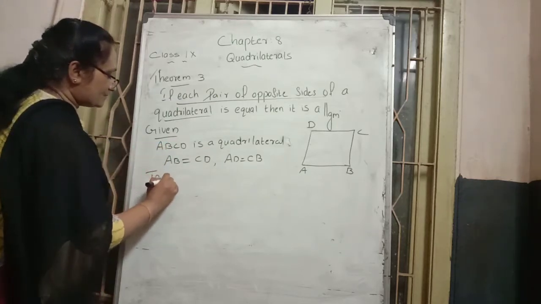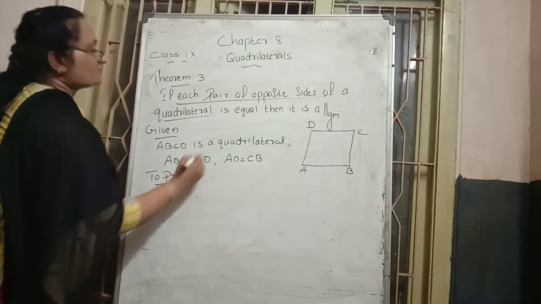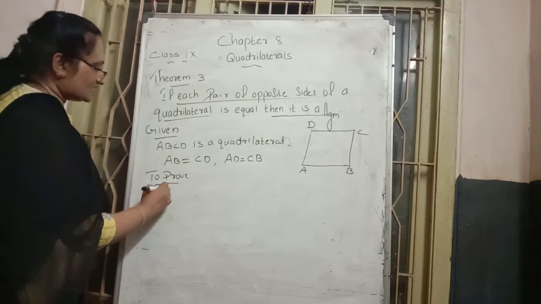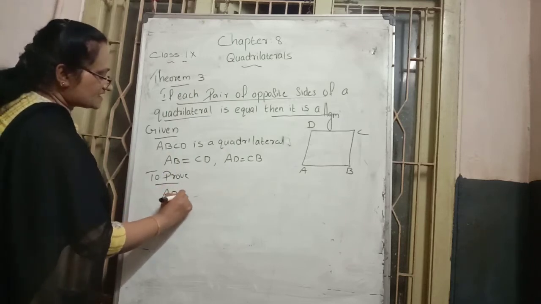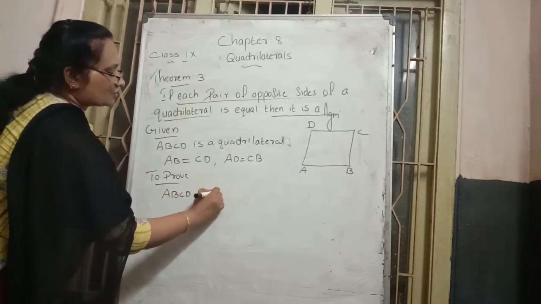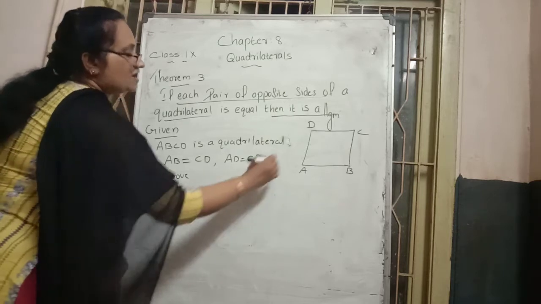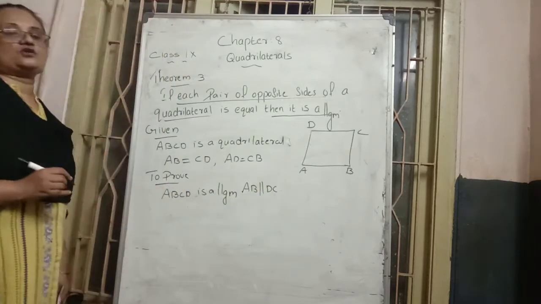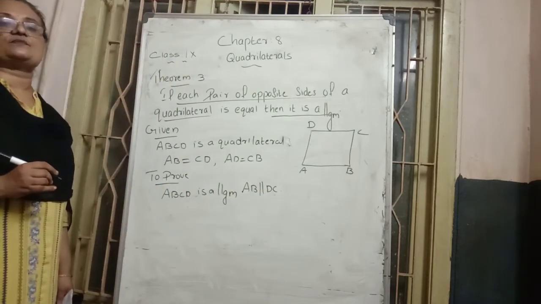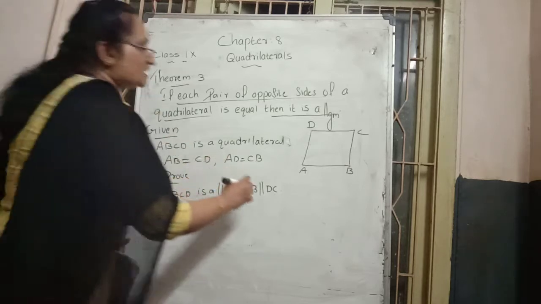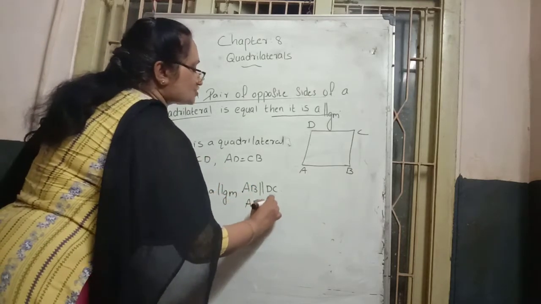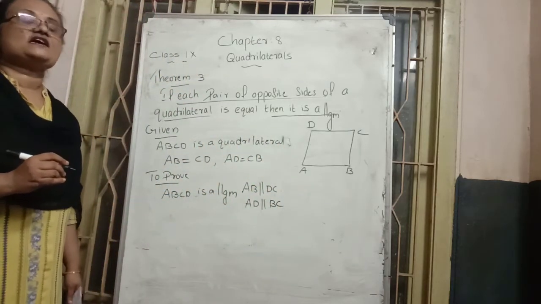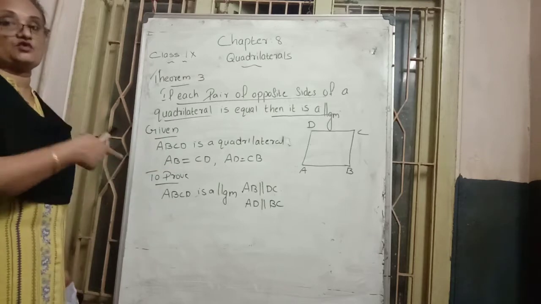The second step is to prove. What do we want to prove? We want to prove that it is a parallelogram, that is, the quadrilateral ABCD is a parallelogram. When we can say opposite sides are parallel, then it becomes a parallelogram. If AB side and DC side are parallel, or AD side is parallel to BC side, then we can say that quadrilateral becomes a parallelogram. In this way we want to prove.